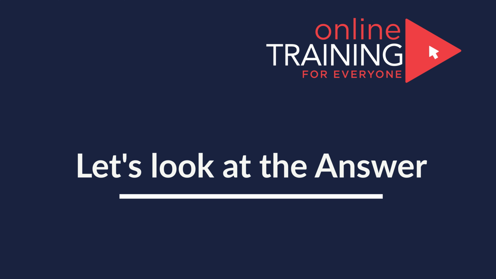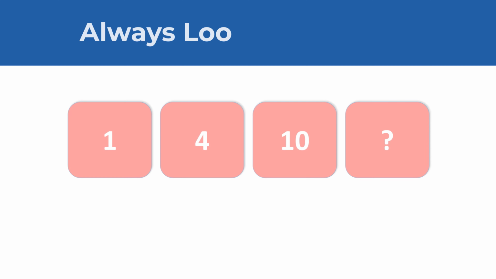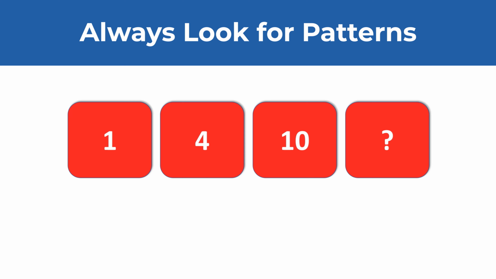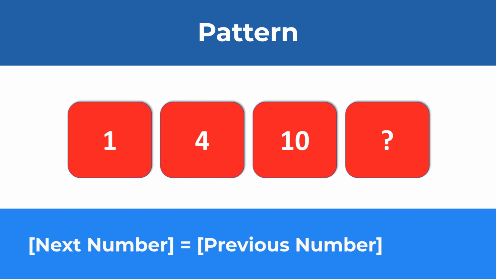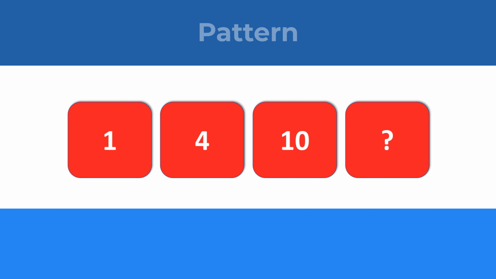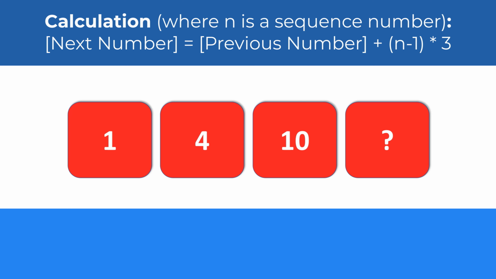As usual, my advice to you, always look for patterns. And the pattern in this case is that the next number is calculated as the previous number plus (n minus 1) in parentheses, multiplied by 3, where n is the number in the sequence. So to calculate the missing number, let's walk through the sequence.